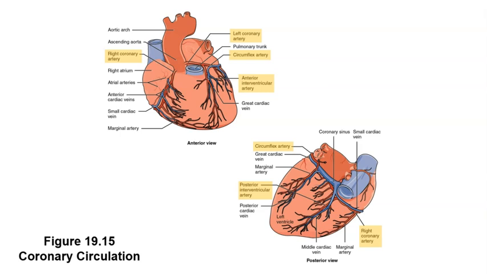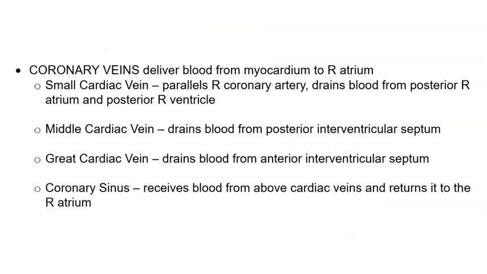The anterior interventricular artery takes a path between the right and left ventricles on the heart surface, and then on the posterior side, we see that the posterior interventricular artery takes a similar path between the right and left ventricles. The coronary veins deliver or return blood from the myocardium back to the right atrium.